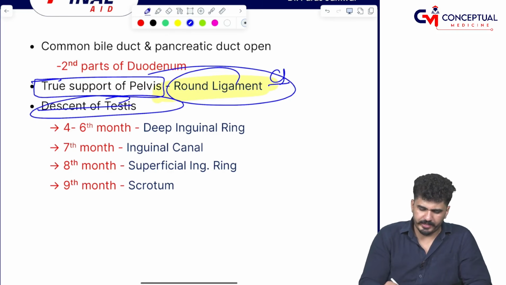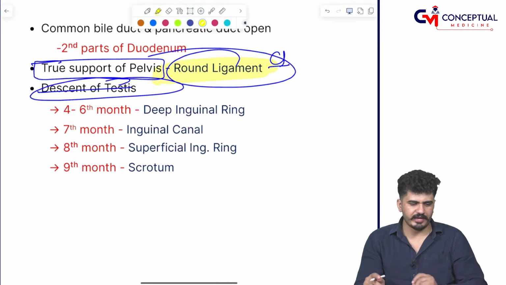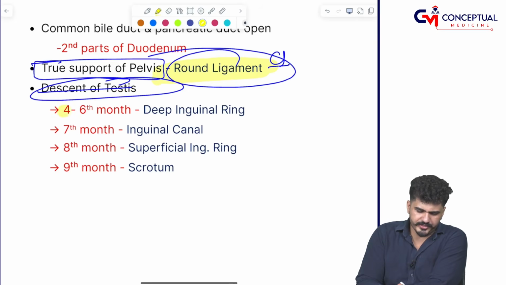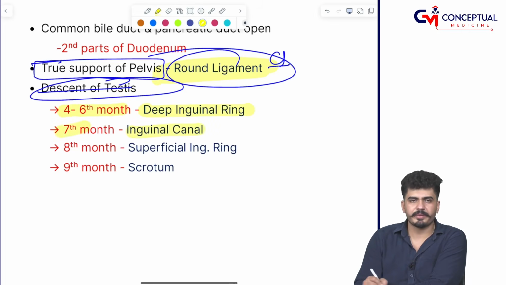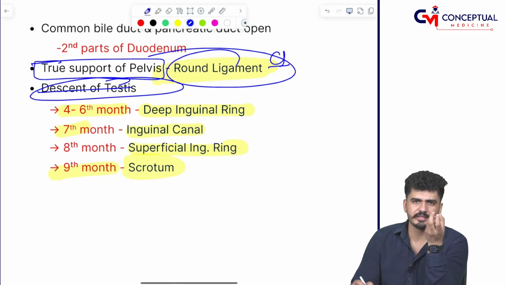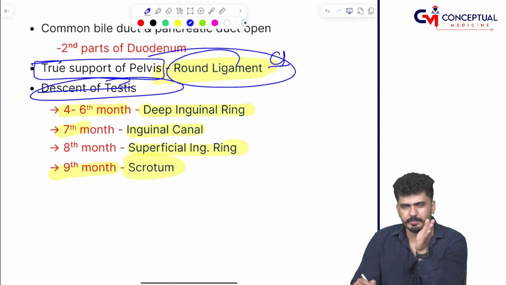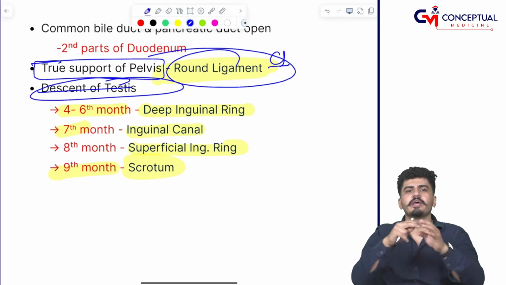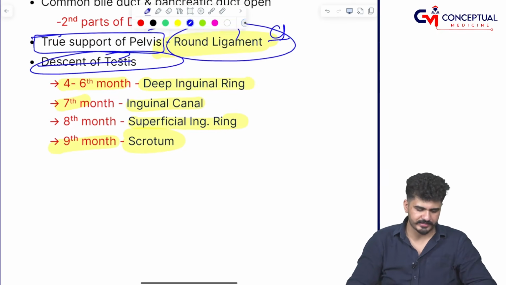Testis descent is very important. Where the testes were, how they covered the journey and where they have reached, we all know. At 4 to 6 months they are in the deep inguinal ring, then they come into the canal in the 7th month, then the superficial inguinal ring, and in the last, 9th month, they come to the scrotum. If they are obstructed in this normal path, this is called undescended testes, and if they are present somewhere else, maybe on the shoulder, head, eyes, mouth, then this is called ectopic testes, my dear friends.